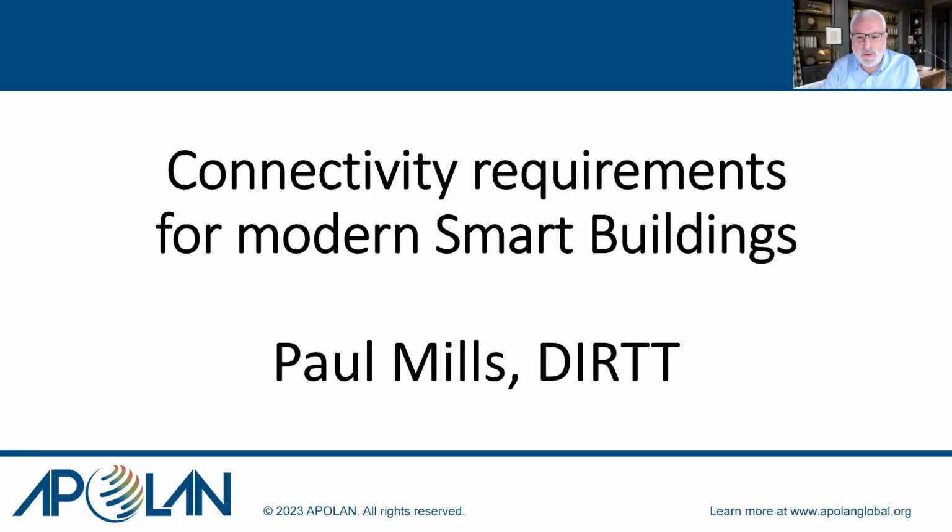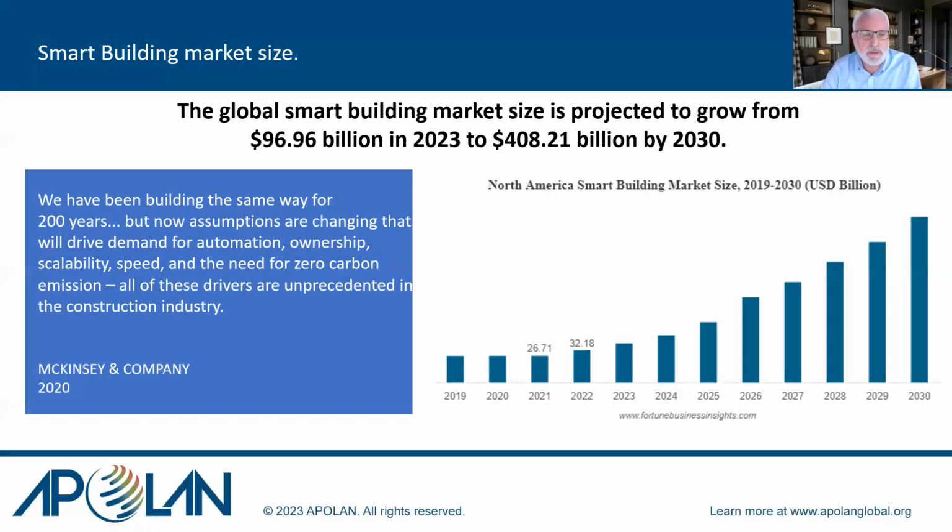What I wanted to talk about first and foremost really is how we have come about this smart building conversation. If we can move on to the next slide, we've actually been building the same way for the last 200 years. But the demands of buildings are changing dramatically, especially since COVID. The way that spaces are being used now has changed, and there is much more demand now for automation, ownership, scalability, speed, and, as John mentioned, obviously sustainability. We're all looking towards zero carbon emission.